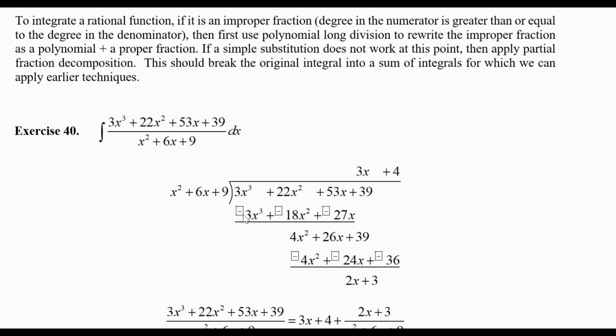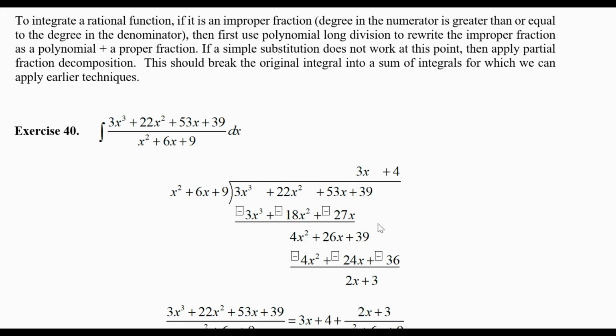Change the signs, and add using the changed signs. So this cancels out. 22x squared plus a negative 18x squared is 4x squared. 53x minus 27x is 26x. And we bring down our 39. 4x squared divided by x squared is 4. 4 times x squared is 4x squared. 4 times 6x is 24x. And 4 times 9 is 36. Change the signs, all negative in this case. Add, this cancels. 26x minus 24x is 2x. And 39 minus 36 is 3.